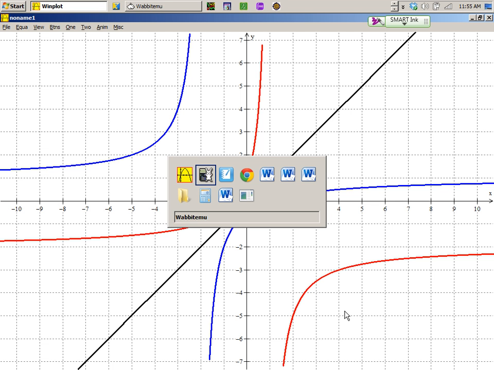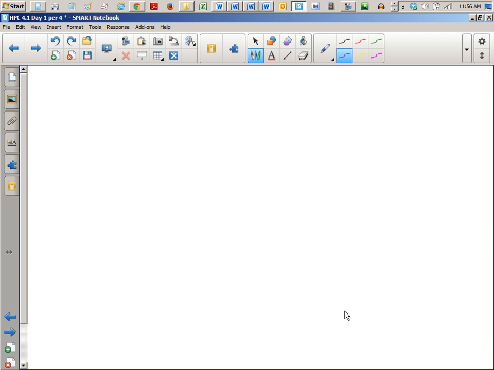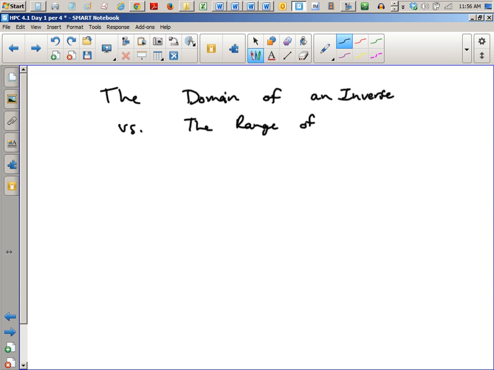All right. There's one last skill you need. The domain of an inverse versus the range of a function. Okay, because x and y are trading roles when you do an inverse, domain and range trade roles.